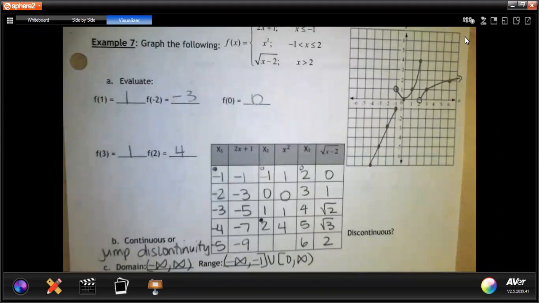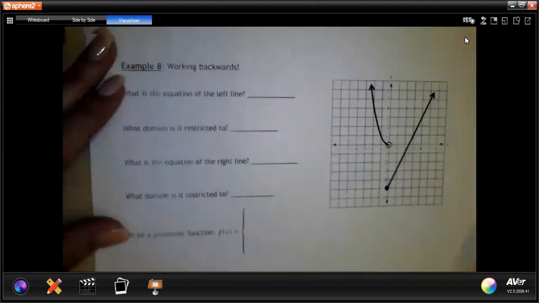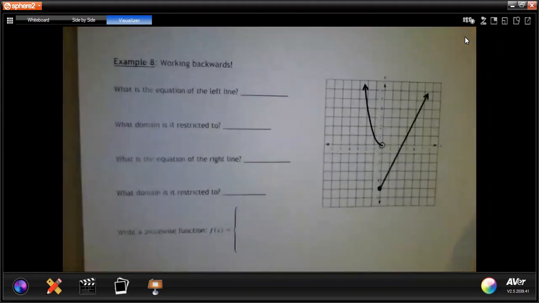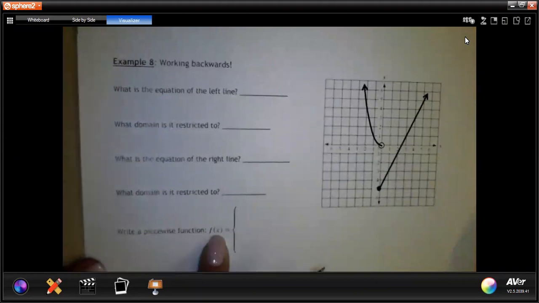All right, the last thing we're going to do is write the equation from a graph. So if you've got a piecewise that you are given, then you should be able to write the equations at this point and work backwards to write this piecewise. In this case, we're going to break it down into pieces for you, but in most cases on a quiz or test, you would just be given this last part, write a piecewise function, and then the graph.